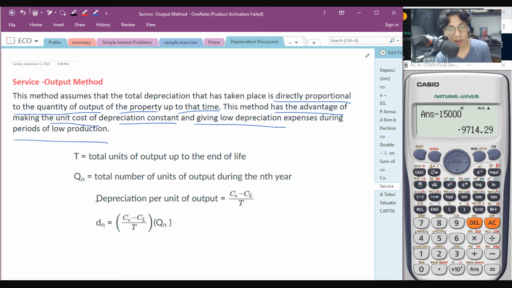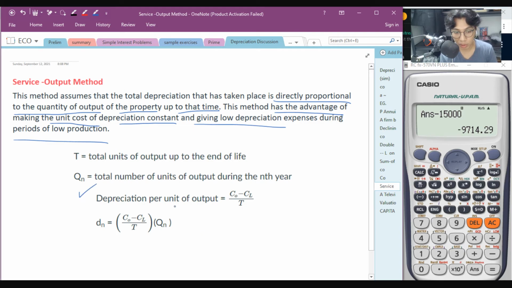Okay? Nagagalaw yan. And then, meron ka ring advantage dyan. As the advantage of making the unit cost of depreciation constant and giving low depreciation expenses during periods of low production. So, nagagalaw-galaw mo yung depreciation rate mo. Depende dun sa production mo. Okay? And then, ito yung formula niya.